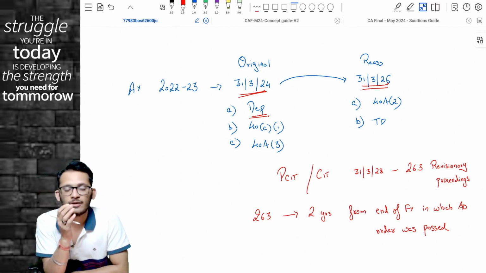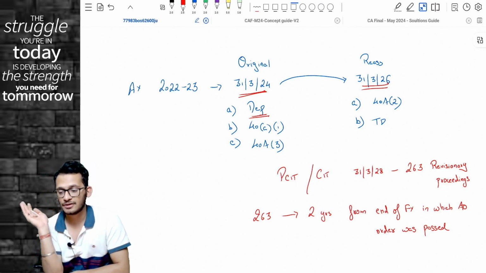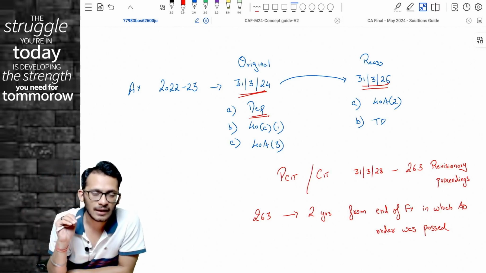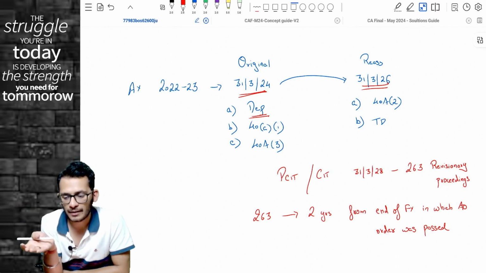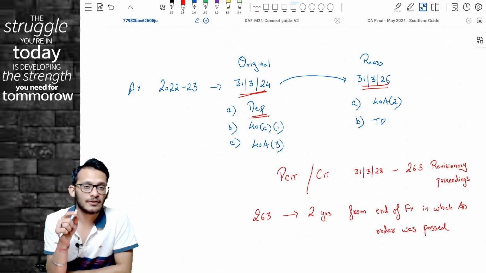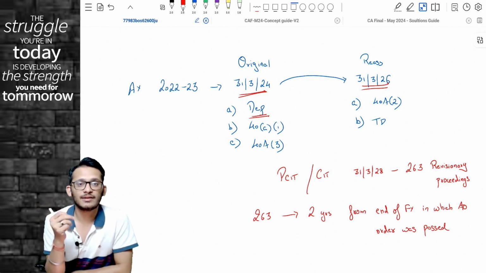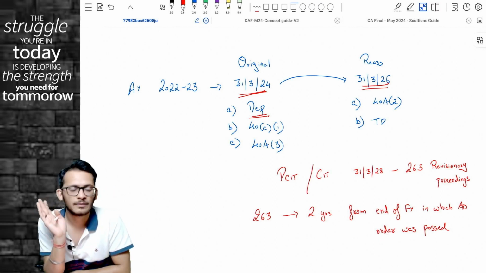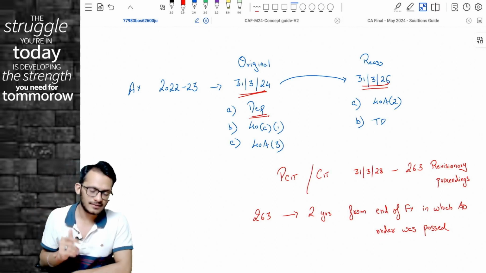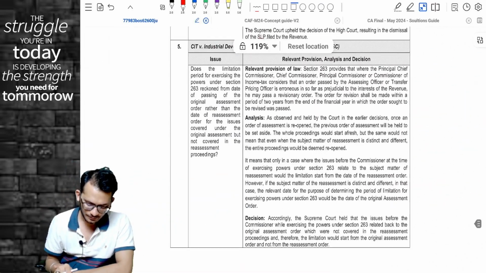Which means, if the CIT has launched the revisionary proceedings on 31st March 27, can it be called as time barred because the issue and discussion is of depreciation for which the due date is already expired? This is the question which has come up before the courts. I hope this makes sense. Yes, let's read what the courts have to say.